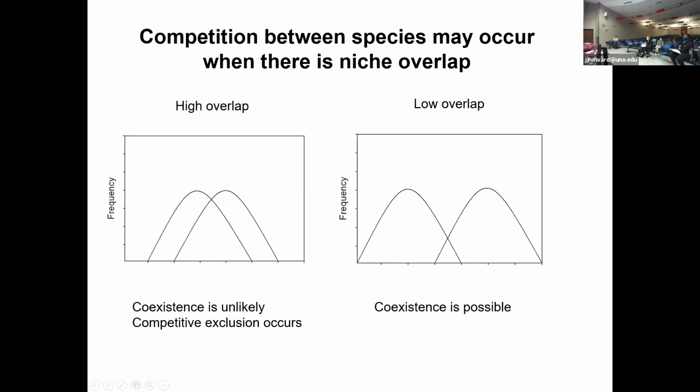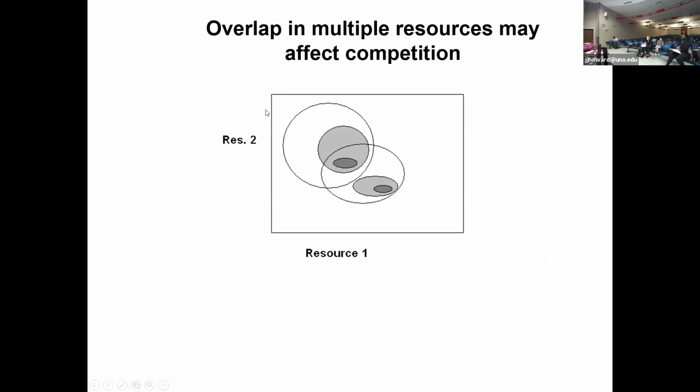So what do we see in nature? We don't actually see competition due to high niche overlap very often. We frequently see this low niche overlap. And so we want to explore the conditions under which competition might be important. So what we saw on the previous slide is a one resource axis. They're competing for one resource axis.